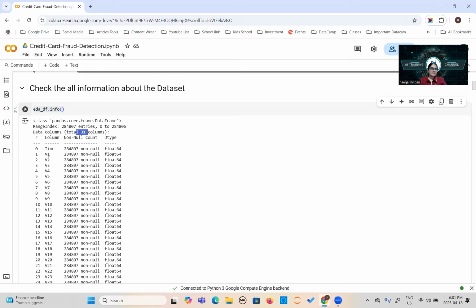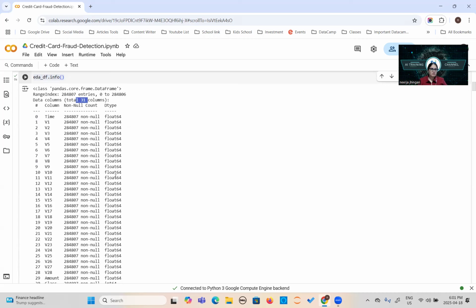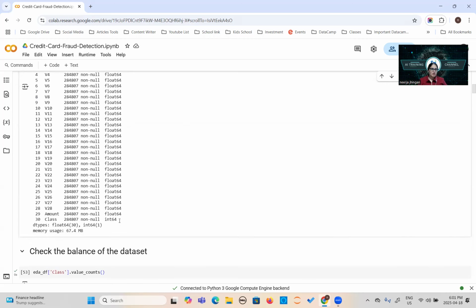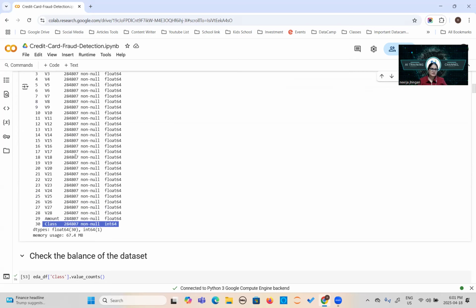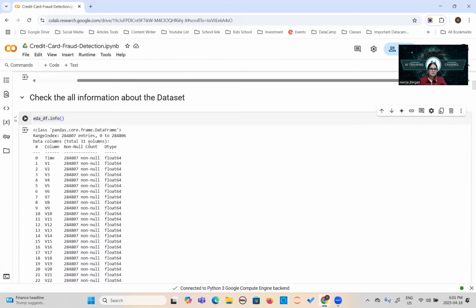Okay. And then look at this. All features are coming in float. Only your last one is coming in integer. And there doesn't seem to be any missing value here. All are complete. And you can see it is telling you the column name, non-null count, data type, and total number of records. So you can see using a small pandas method, info, you can look at your data set in very detail, right?